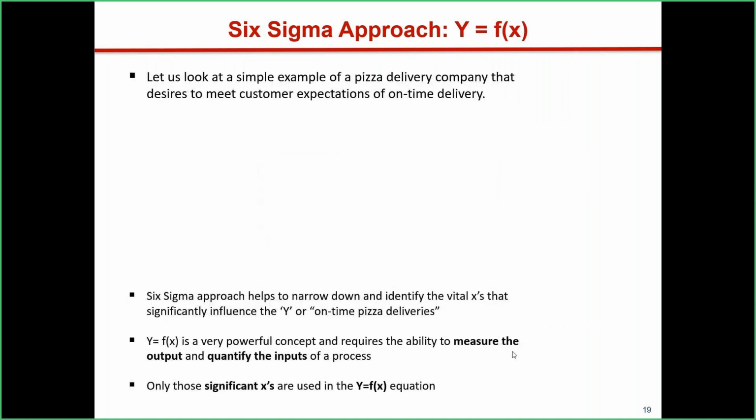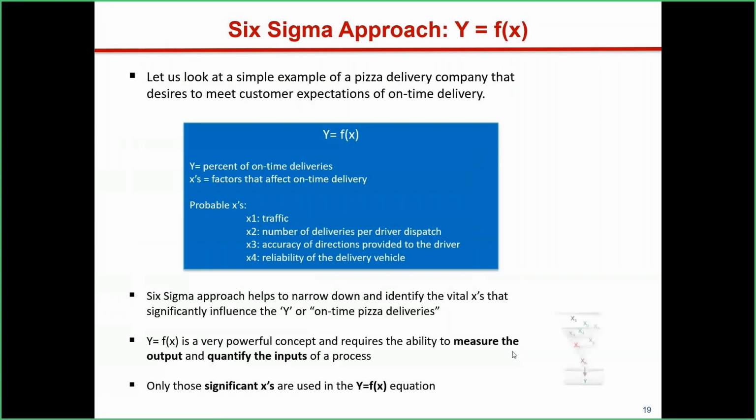So let's take a simple example of a pizza delivery company that desires to meet customers' expectations of on-time delivery. So in this case, y equal to function of x. So y is my output and x are my input. So what is y? Percent of on-time delivery. So I want to have higher on-time delivery percentage. What is the x or input? Factors that affect on-time delivery.